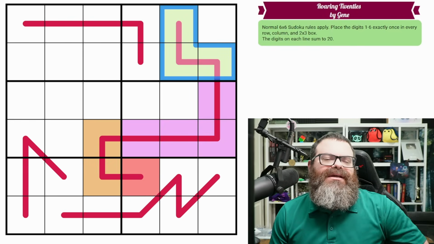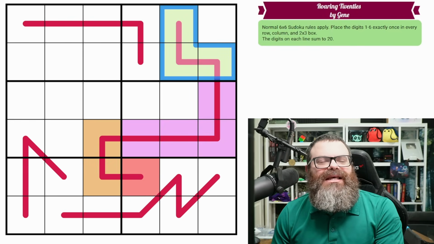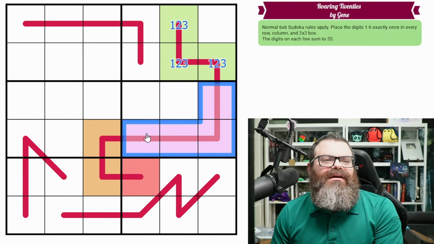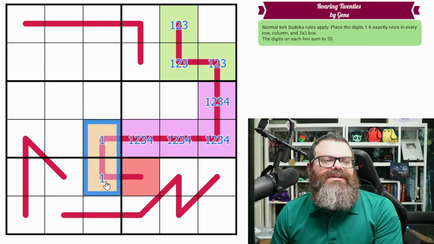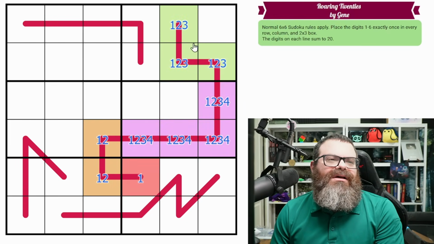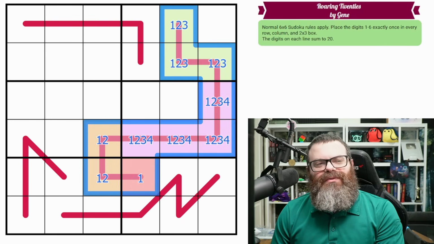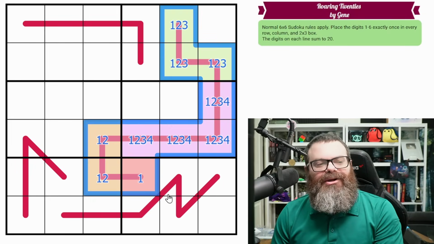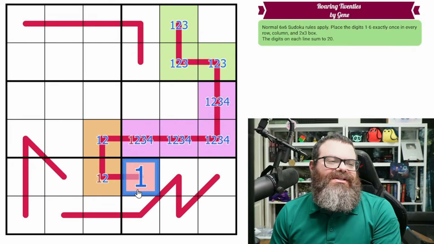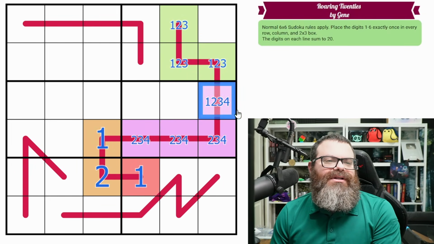So if we think about this, the absolute minimum this green segment could add to is 1, 2, 3. Purple segment could be 1, 2, 3, 4. This could be a 1, 2 pair, and this could be a 1. So this is 6, this is 10, that's 16, that's 3, that's 19, that's 20. So if the minimum is the sum, then we have to do the minimum. So that's 1, that's 2, that's 1. These are all not 1s. That places this 1. That's not a 1.